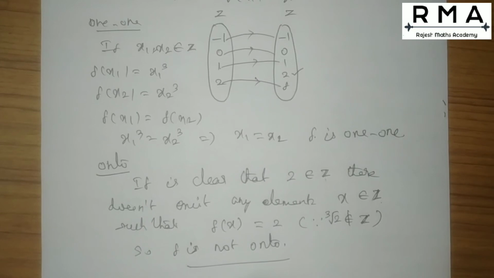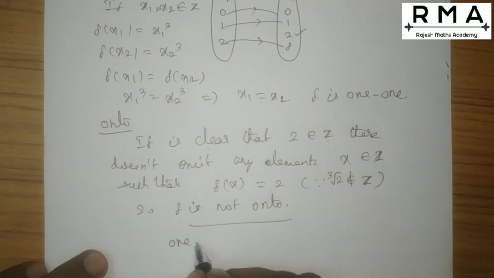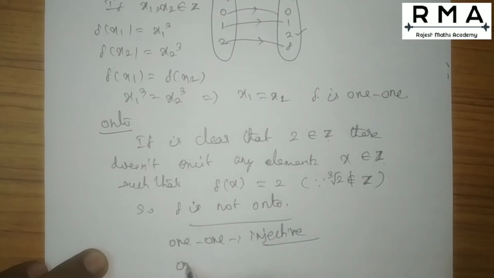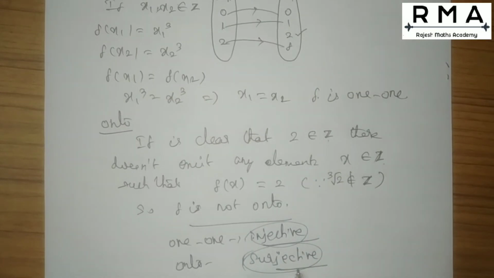So we have seen 5 problems today. All 5 problems are not onto. Not onto means it is not surjective. I told only 1-1 and onto, but the question is given in terms of injective and surjective. 1-1 means injective, onto means surjective. In the previous video we have seen what is injective, what is surjective, and the definitions of one-one and onto.